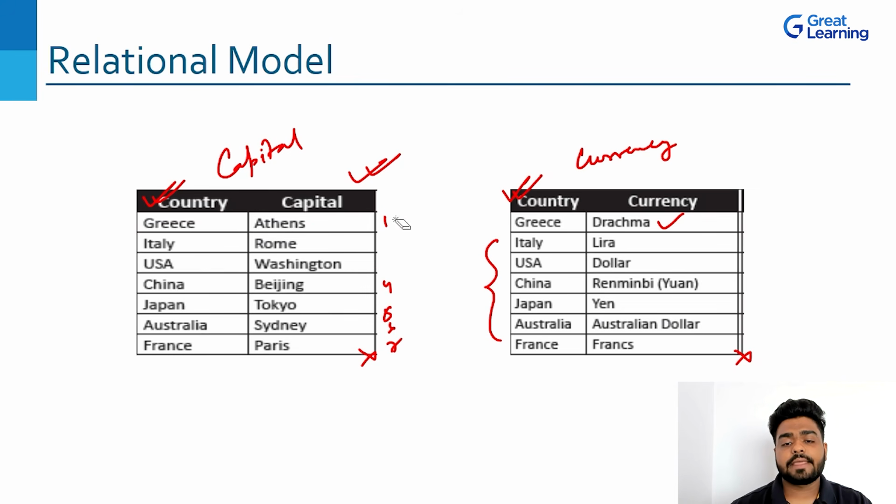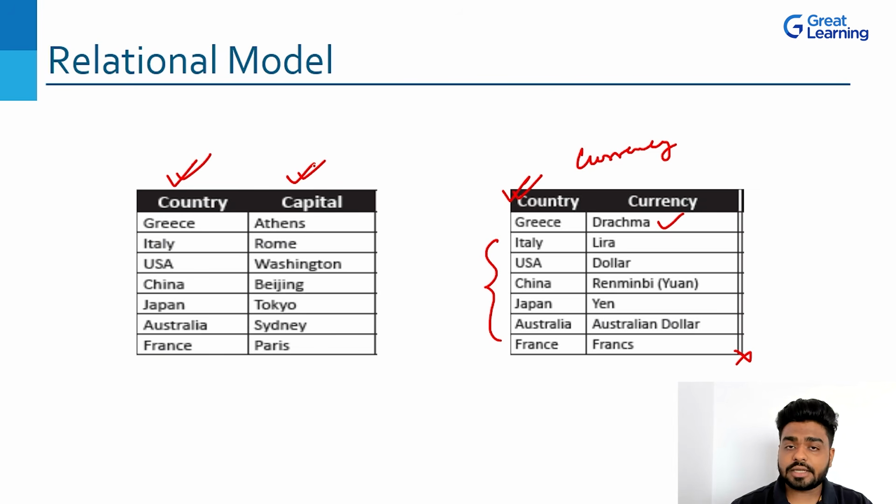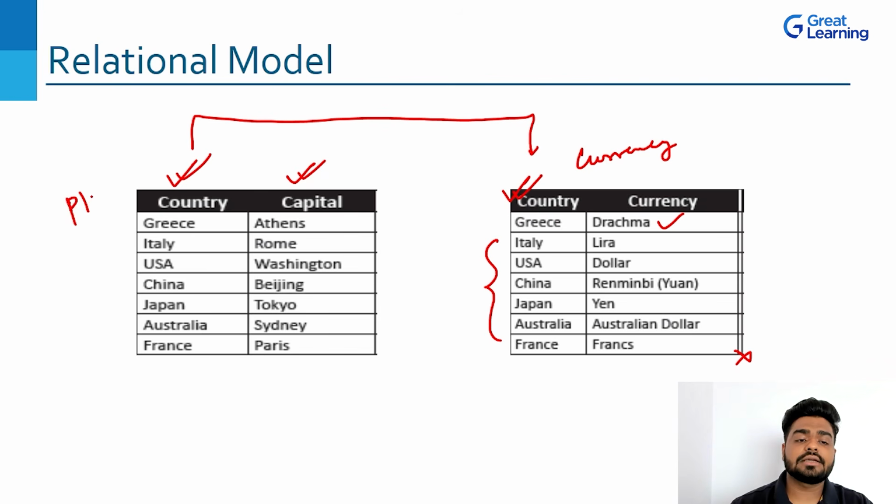So let's say that I have this table, which is the capital table, right? Now in the capital table, which particular column is uniquely defining? Country, okay? Country is all unique. Capital is also unique, but country is the particular column which is relational, which is showing relation with the currency table, because in the currency table also we have country. So country is our primary key in this table, okay?